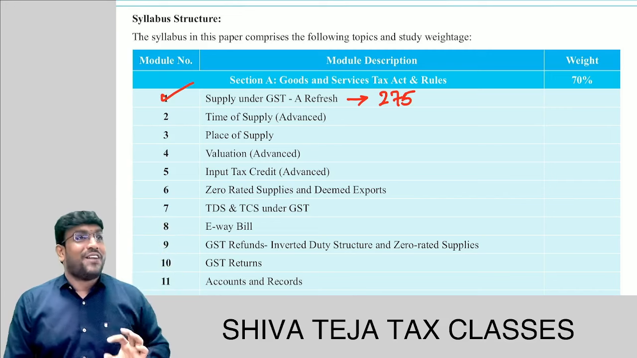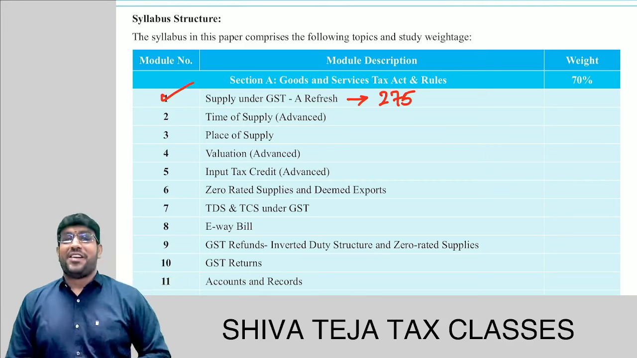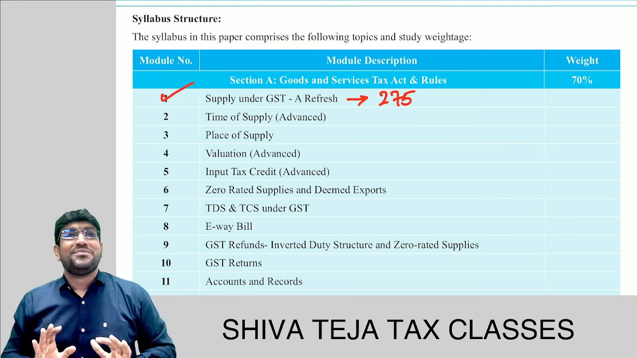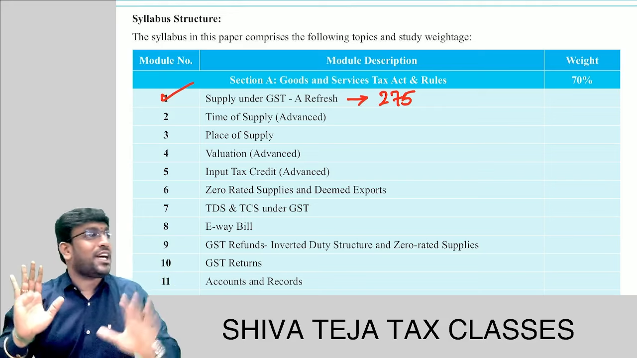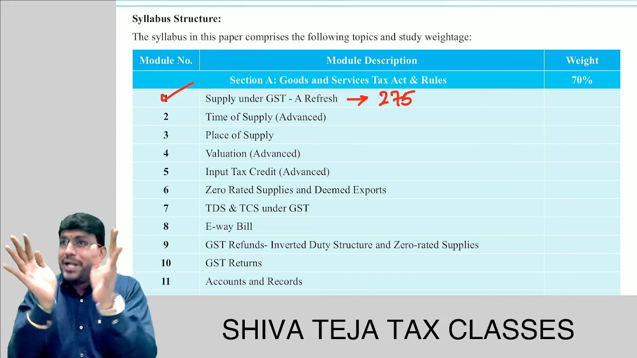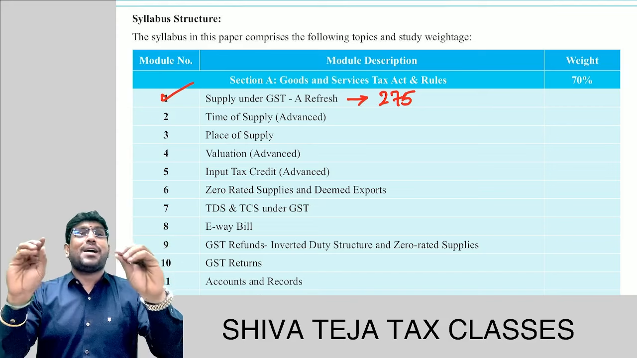Charge of GST is covered. Reverse charge mechanism is covered. Exemptions are covered. All these were different chapters in CMA Inter. Correct or not? All these they combined together and put in one chapter called supply under GST.